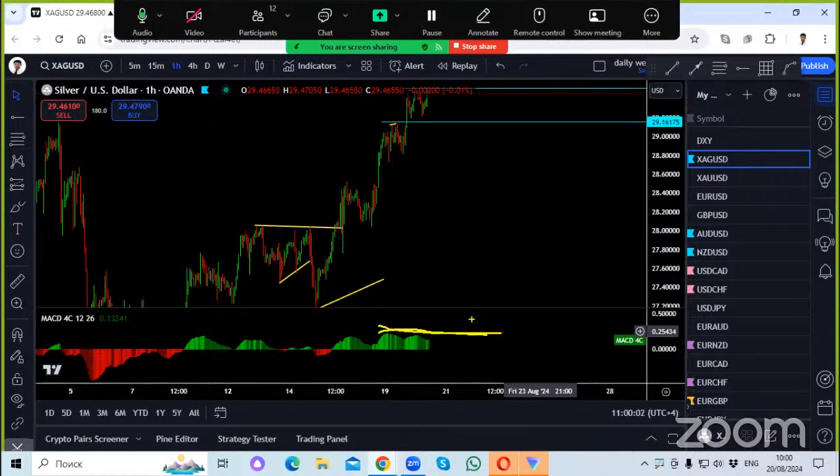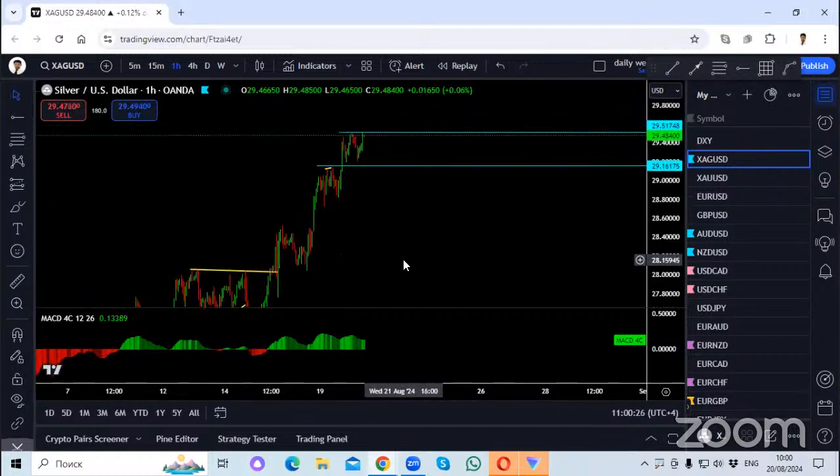When you start to see divergence here, you have to be cautious. Divergence is never the end of the move. It's caution that the momentum is dying out. That's all. And at some point, you're either getting a deeper correction or a reversal.